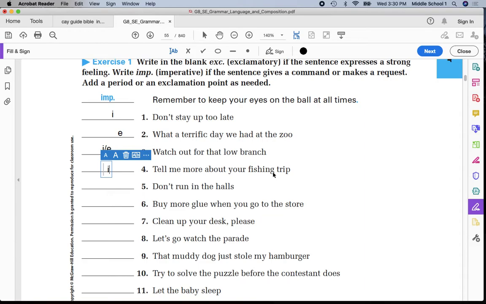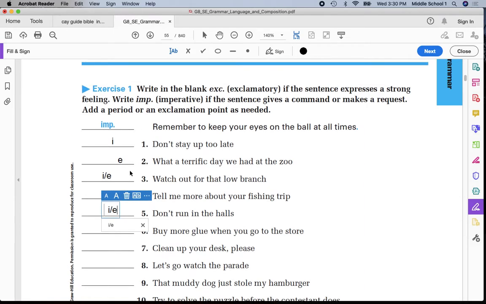Just a note at this point, I'm never going to mark it wrong if you put an exclamation point behind the sentence. If you really think it shows strong feeling or emotion, then go ahead, put an exclamation point behind it. Don't run in the halls. Again, that could be an imperative sentence. But what if the principal had told you this 5 times before? I think Mr. Harvey might raise his voice just a little bit, and then it might have an exclamation point.